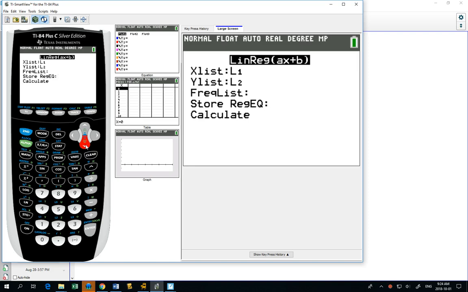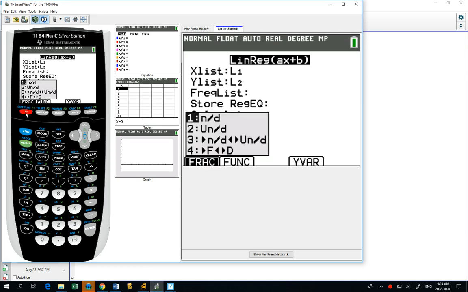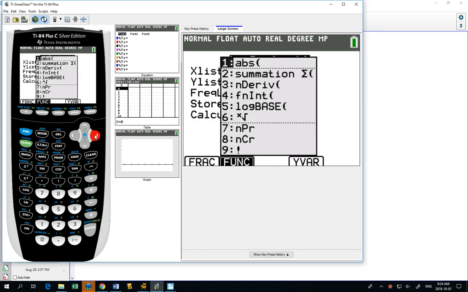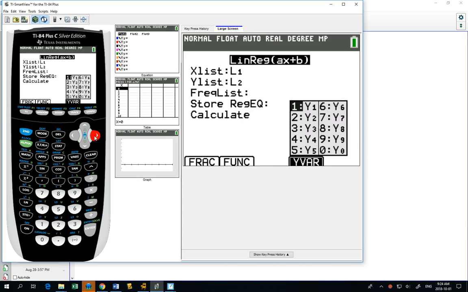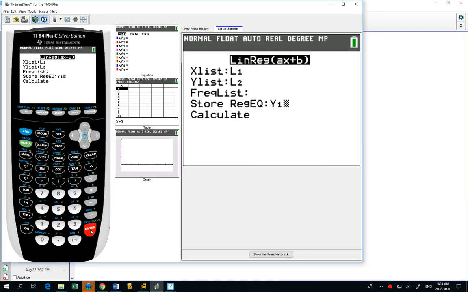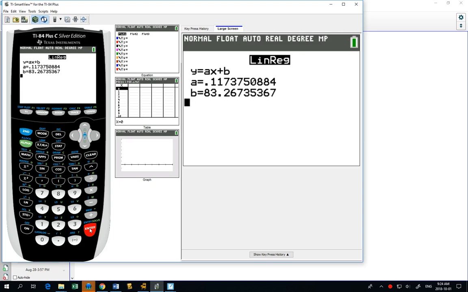There's a couple of ways you can get to Y1. I find the easiest way to type Y1 is to go alpha, y equals, which is these menus. And if you scroll over to Y variables, you can decide which graph you want to plug it into. So I'll push enter on Y1, and then go to calculate. So it gives me my line of best fit. It tells me what my A value is. It tells me what my B value is.